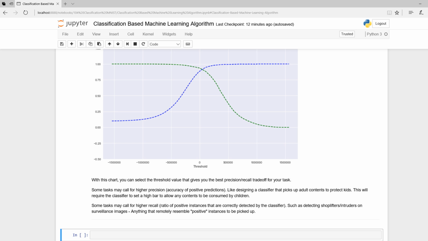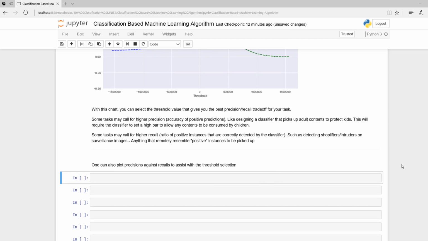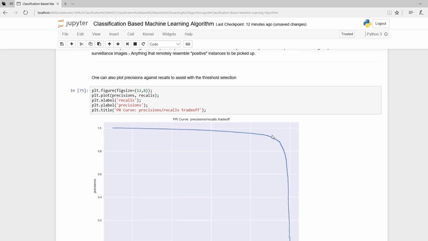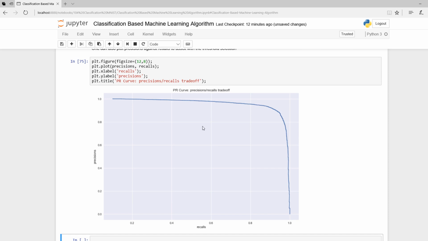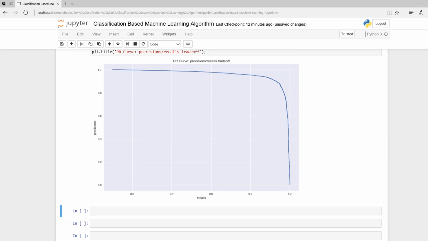Okay, so I hope that is helpful. There are alternative ways to tackle the same problem. Some of them mean you can plot the precision against recall to assist with the threshold selection. Just when the drop is substantial, that's where you pick it up. And let's just say you choose this part here. So that's really how you use the precision versus recall trade-off to make your prediction.